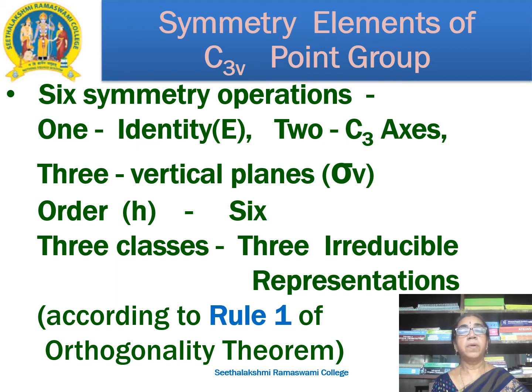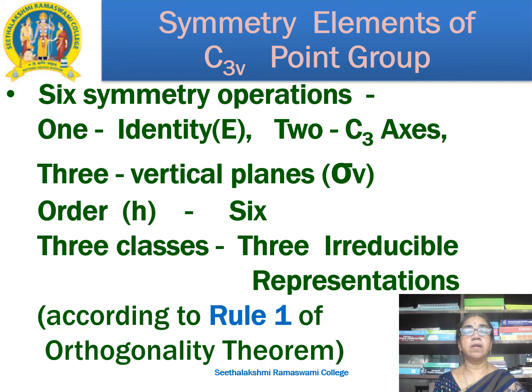The main part of this video, construction of the character table. The first step is to find the symmetry elements present in the C3V point group. Six symmetry operations are present in the C3V point group. They are 1 identity element, 2 C3 axes and 3 vertical planes. The identity element is represented by the symbol E, the C3 axis as C3 and the vertical planes as sigma V.